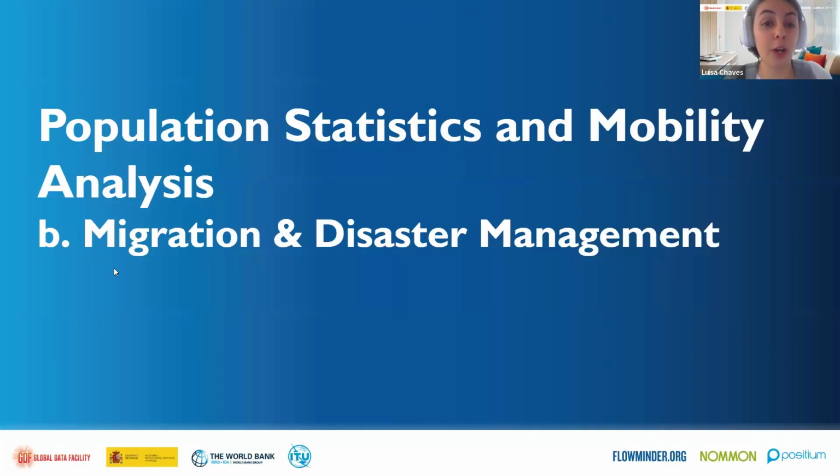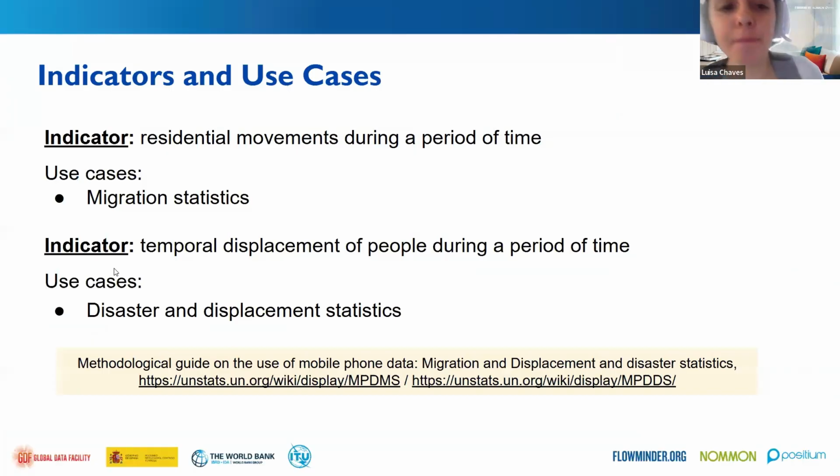Now let's talk about migration and disaster management. When it comes to disasters, the most common indicators are the number of direct deaths, injuries, and people affected. Of those indicators, the affected population is the hardest one to define and measure. For example, the extent to which people are displaced, whether evacuated or relocated to nearby regions, has not been well captured in traditional statistics.